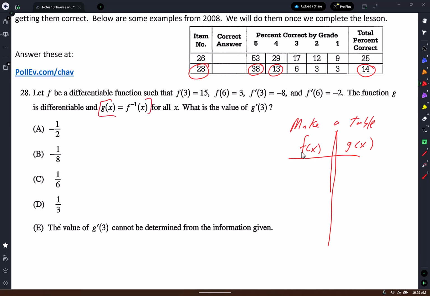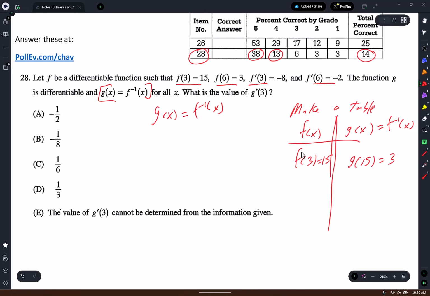G is the inverse of F. So make a note of that. If you want, you can put it right here. And then you just start writing whatever you have. So F of 3 equals 15. What does that mean about G? G of 15 is equal to 8. Is everyone okay with that?